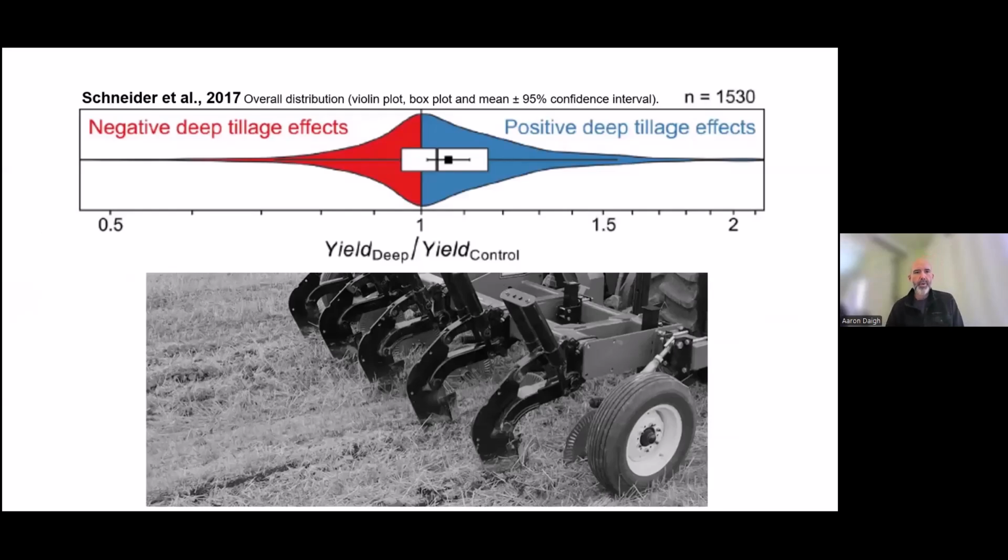I'll show this real quick. This is a nice meta-analysis, a global review of over 1,500 paired sites across the world, looking at deep tillage into compacted areas. And this graph shows deep tillage versus the yield off of the control. So a value of 1 means no gain whatsoever. 1.5 means 50% higher yields than if you hadn't done it. And the same going the other direction here.